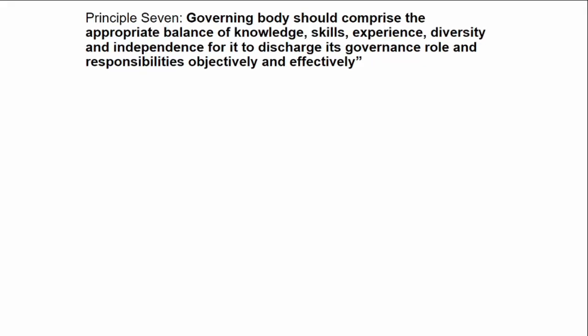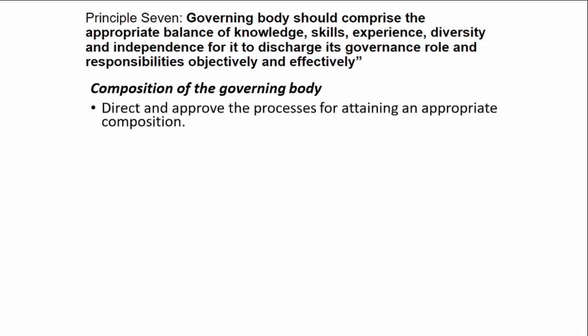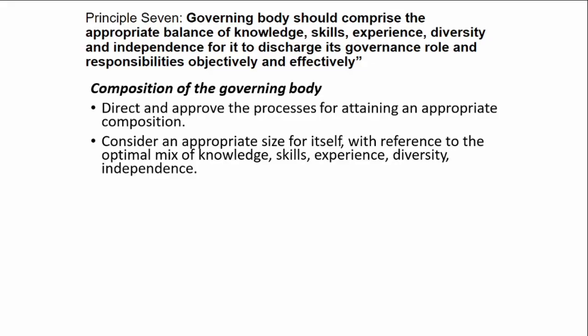This principle emphasizes that governing body members need to have the required skills, experience, diversity, and independence in order to discharge their responsibilities. We can achieve this by ensuring that the governing body is correctly composed. This will involve the governing body setting the direction for how a governing body should be composed. The board should determine the appropriate number of governing body members, the skills that may be required by the governing body members. That may include experience, mixes of executive and non-executive, and the number of qualified members.